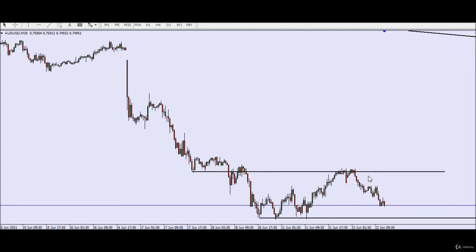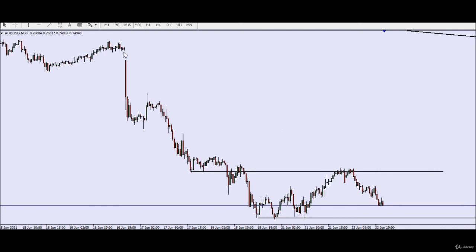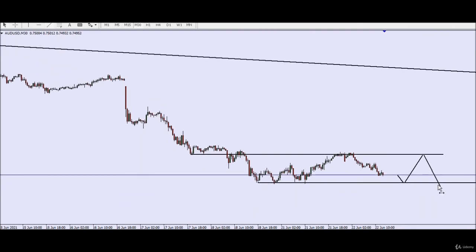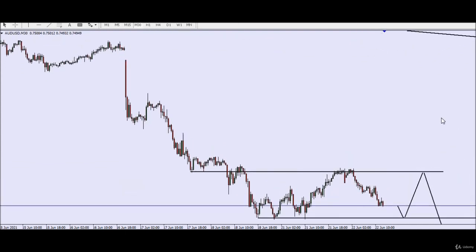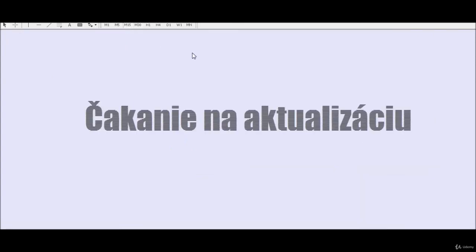I would rather put it back like this, and you can expect that the price will touch this level again, and then maybe a reaction, and one more test of this line and also supply zone, and continuation to the downside because of the downtrend on higher time frames. So let's move to a lower time frame.